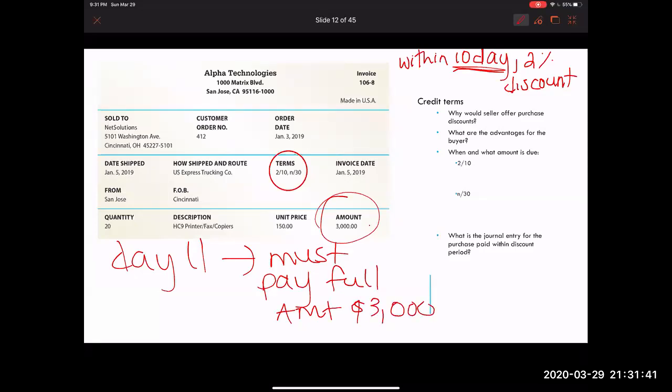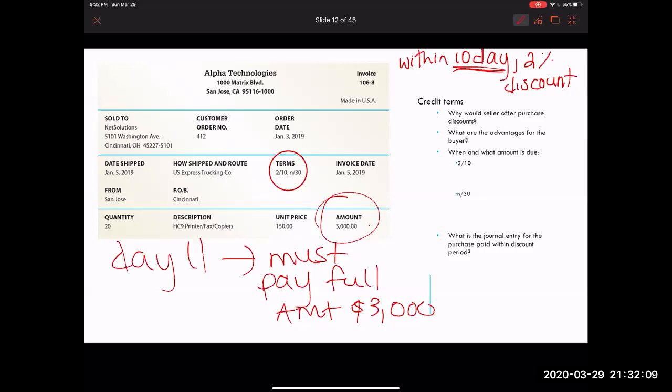Now, everybody likes a discount, right? Because it makes the inventory, your purchases or your merchandise, cheaper. So the first question is this: why would the seller, Alpha Technologies, offer a purchase discount? Well, this is simple enough. They're offering a purchase discount because they want the buyer to pay a lot sooner.